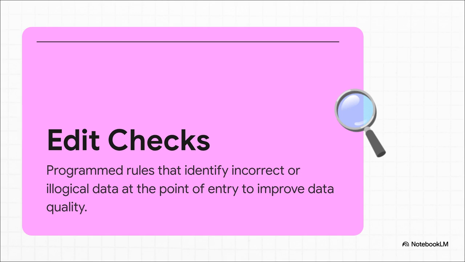I love this analogy. Think of them as the smart wiring inside the walls of our database house. They're these little pre-programmed rules that are always on the lookout, ready to automatically flag any data that just looks off. Something wrong, inconsistent, or flat out impossible. And the best part? It catches it the second it's entered.